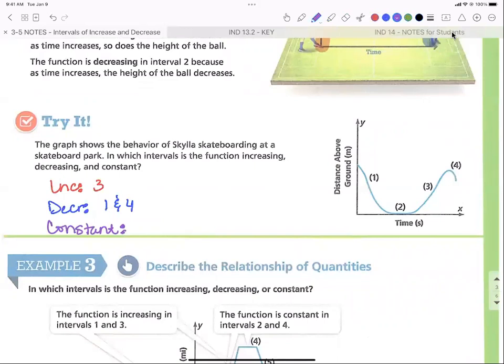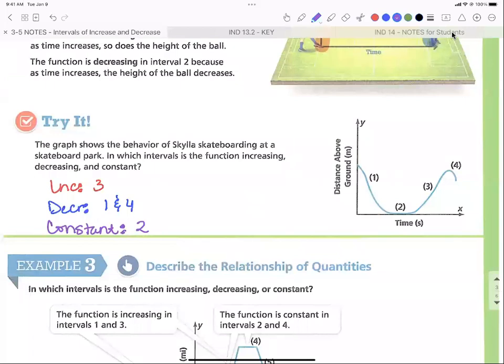Which interval? 1, 2, 3, or 4? It's not going up. It's not going down. Good. 2. Okay, not going up, not going down, staying flat. Now, flat means 2 different things. Okay, and I want to cover that with you.